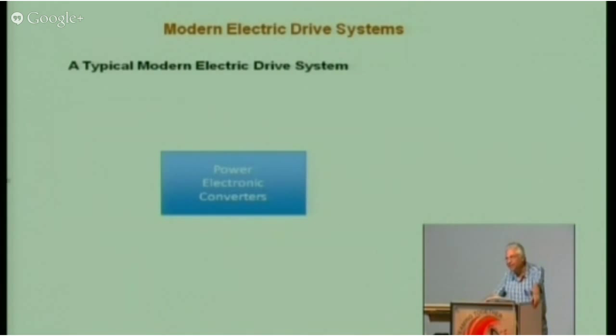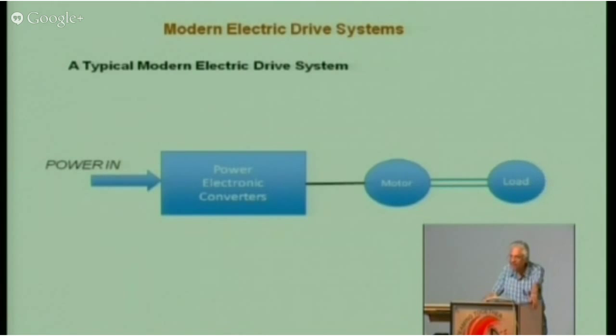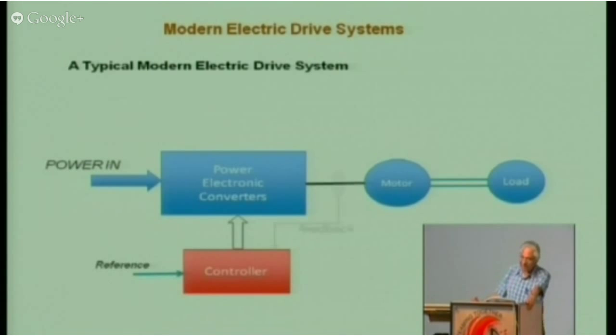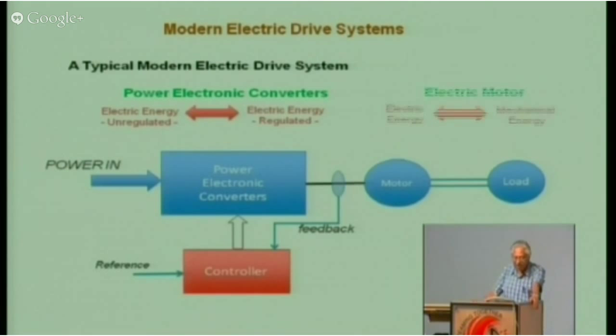So a typical modern electric drive system can be shown like this, wherein you have a power electronic converter. The power electronic converter will have power in, that is input power. Then it goes to the motor, from where we take a feedback, means speed is taken as a feedback, it is given to the controller, and the controller gets a reference as its input. It is further given to a motor, and the motor speed is varied according to the controller, means it is basically a regulator.